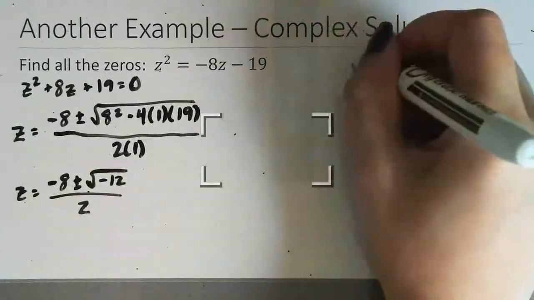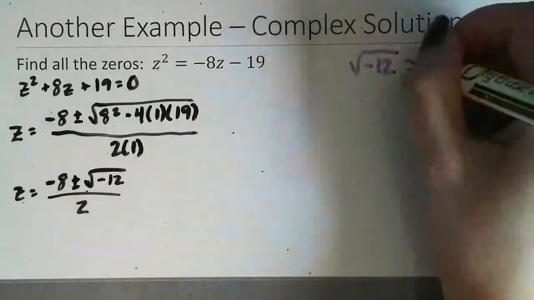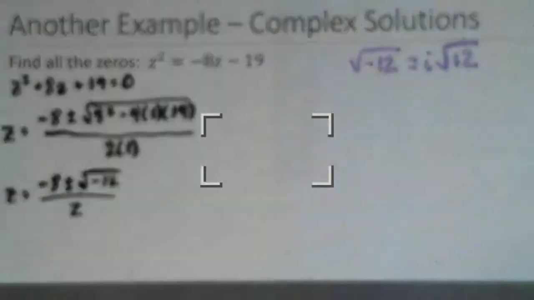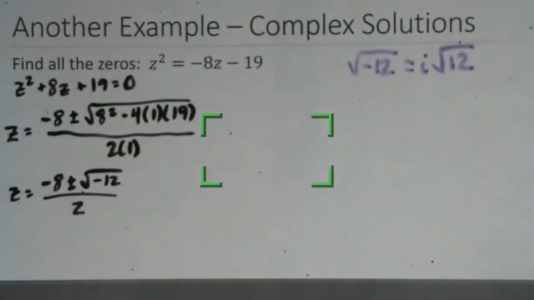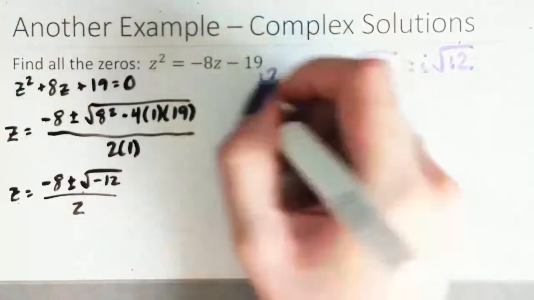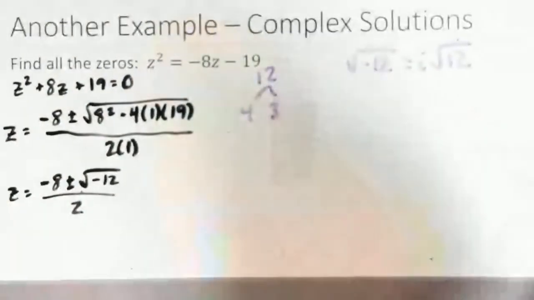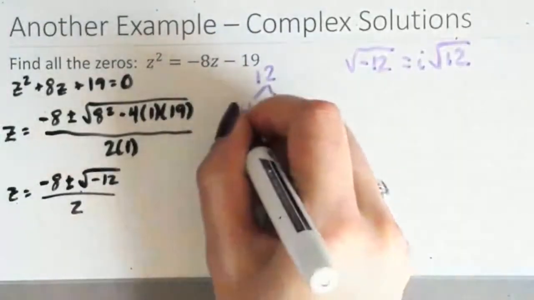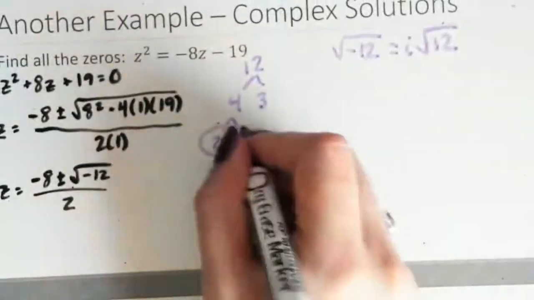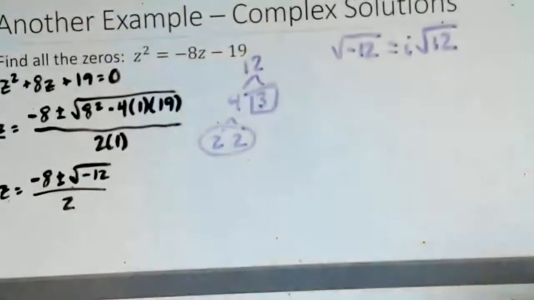The square root of negative 12 is the same thing as i times the square root of positive 12. So I just need to see if I can simplify the square root of 12. Well, if we find the prime factorization of 12, 12 is 4 times 3, and 4 is 2 times 2. So I have a pair of 2's, and the 3 is going to have to stay underneath.